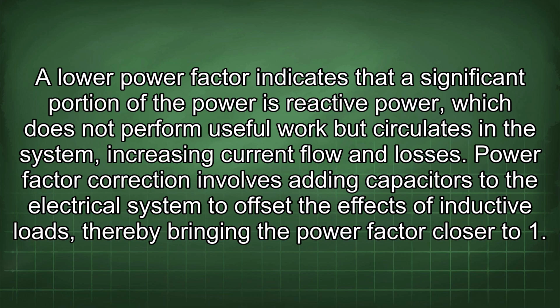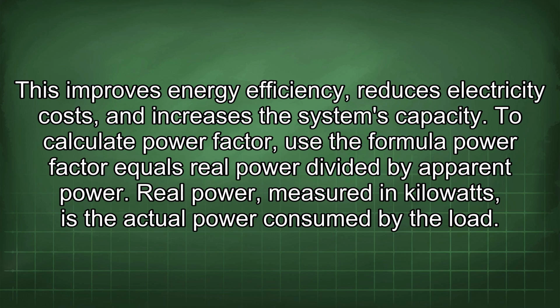Power factor correction involves adding capacitors to the electrical system to offset the effects of inductive loads, thereby bringing the power factor closer to 1. This improves energy efficiency, reduces electricity costs, and increases the system's capacity.